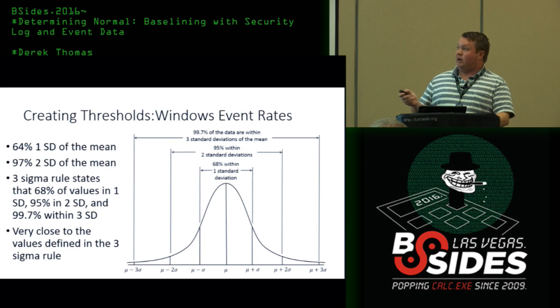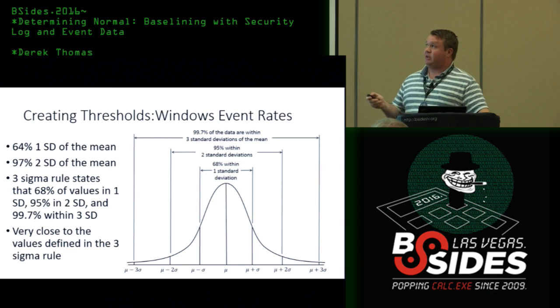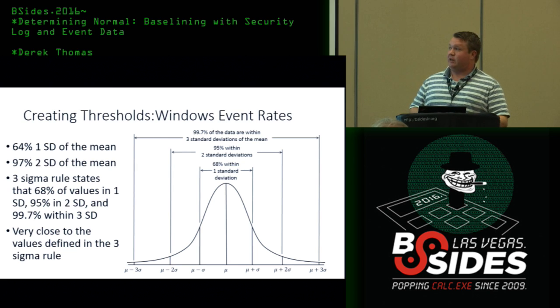Going back to our normal curve, we see that 68% of the data should be within 1 standard deviation. Our data's got 64, so we're pretty close. You have to keep in mind this is a sample from real data. We see 97% within 2 standard deviations. That's pretty close to our 95% threshold. So I think we're pretty good. We're pretty close to what they call the 3 sigma rule.